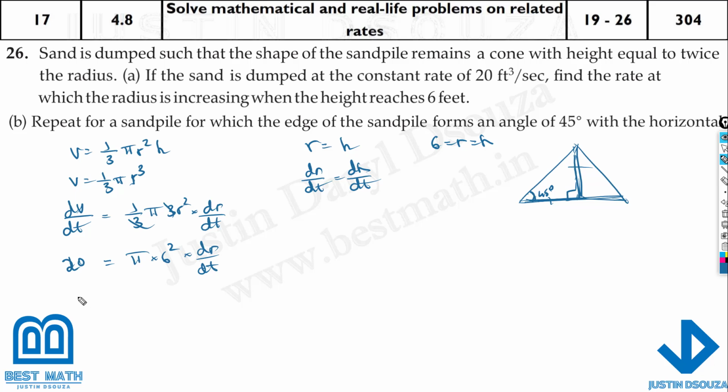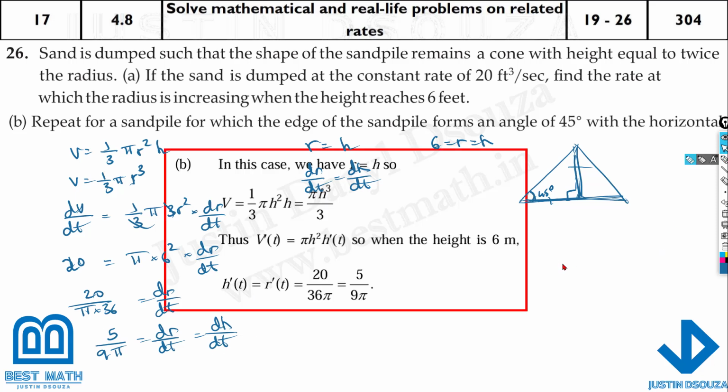So let's take this to the other side. It'll be 20 divided by pi times 6 squared, which is 36. That is dr by dt. You can put this in the calculator and simplify, but the 4 table goes. So 4 5 times is 20, and 4 9 times is 36. So 5 by 9 pi is equal to the rate of change of radius with respect to time, or the rate of change of height with respect to time, because both of them are equal. So it should be 5 by 9 pi. That's the correct answer.